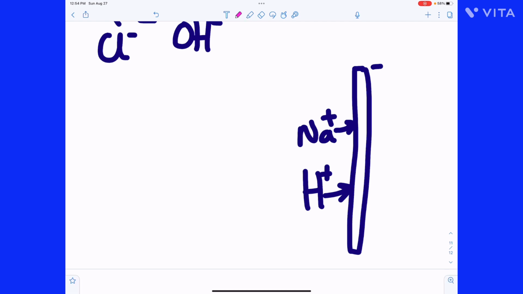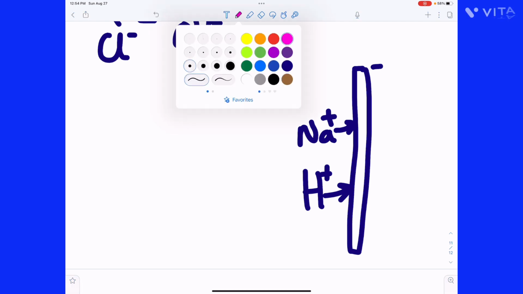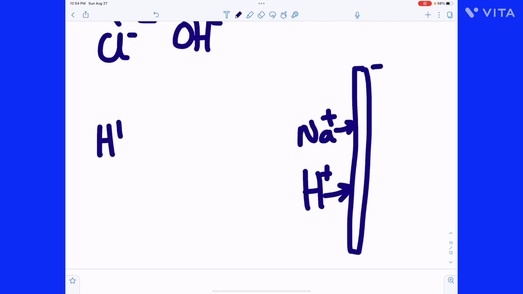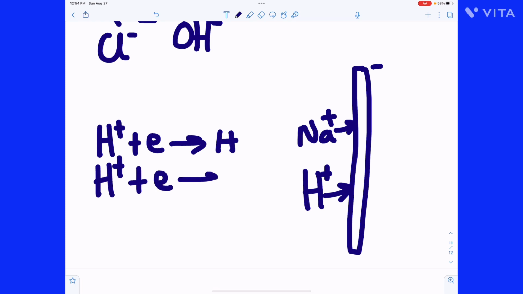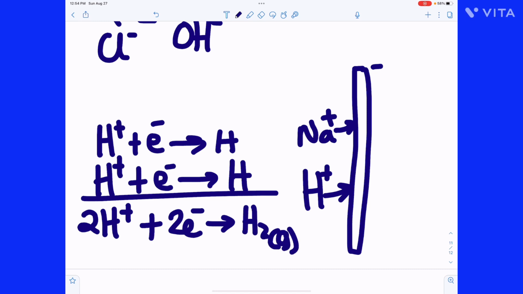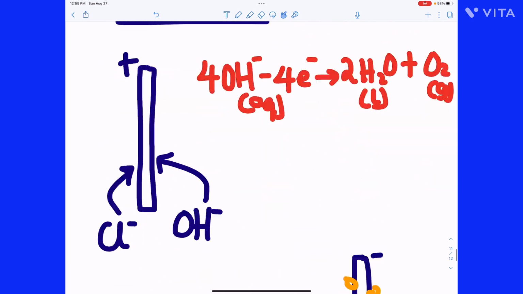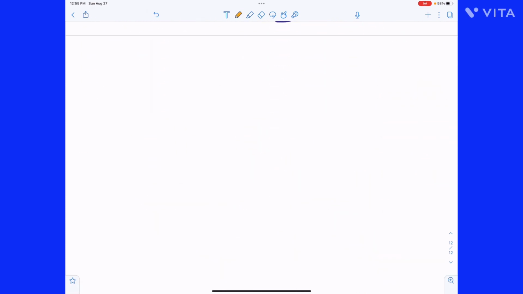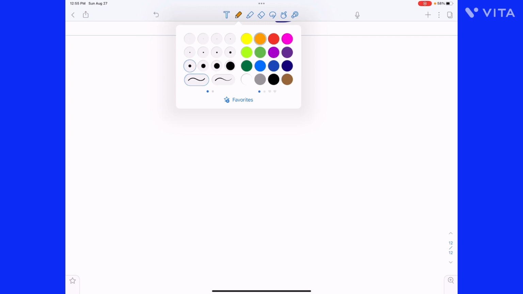That means the cathodic reaction in this electrolysis will be: H+ will gain electrons to form H. At the end of the day, 2H+ + 2e- will give you H2 gas. So bubbles of hydrogen gas will be seen formed on the surface of the cathode. You understand? That's how preferential discharge occurs.